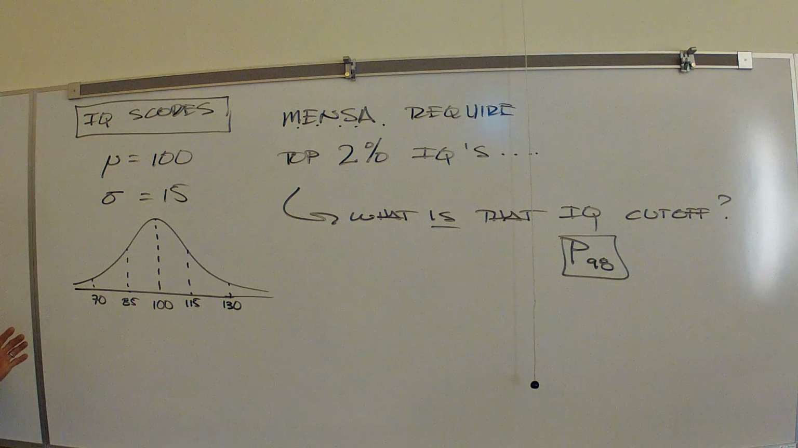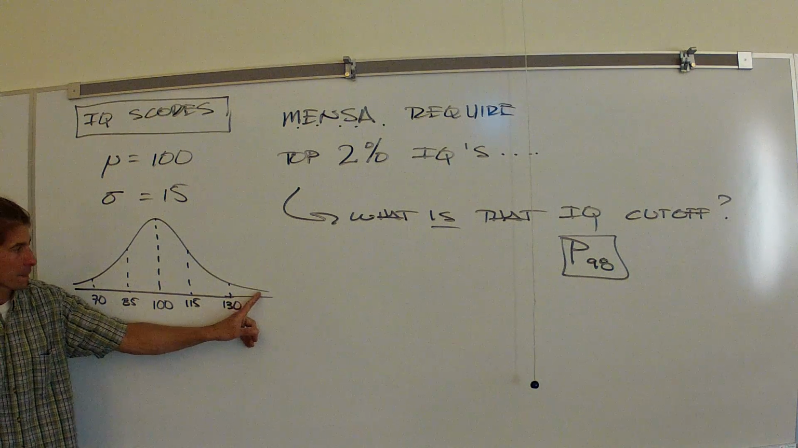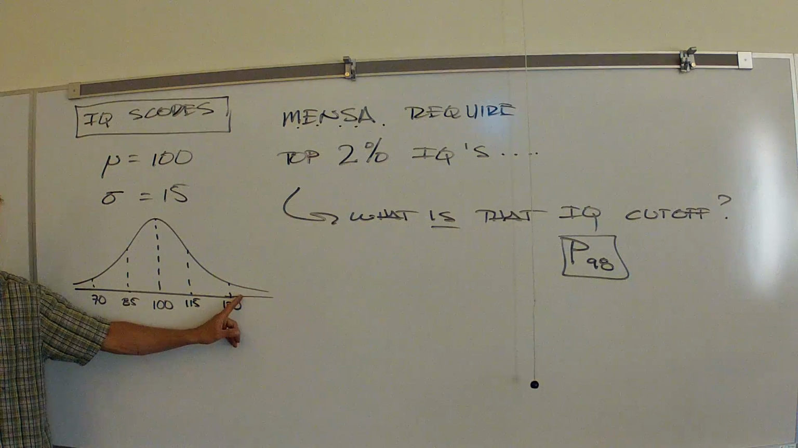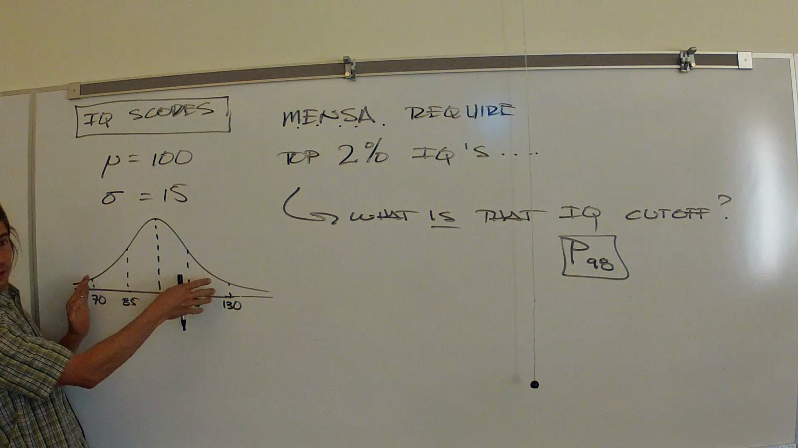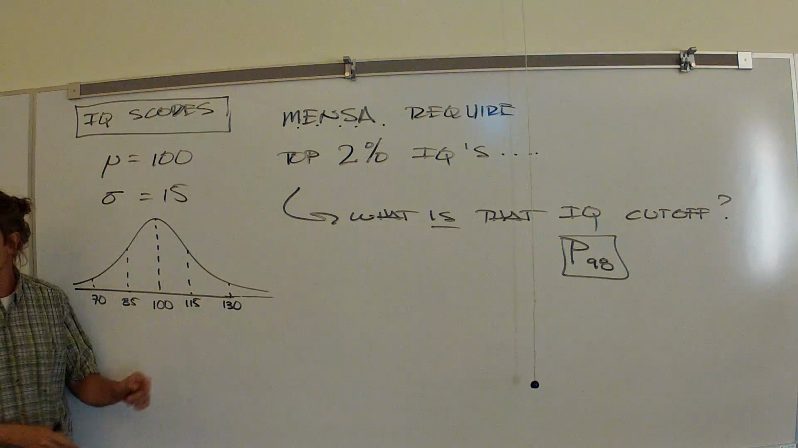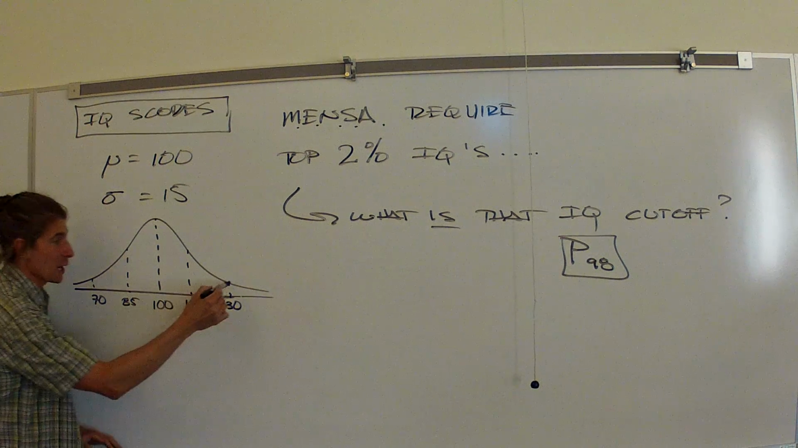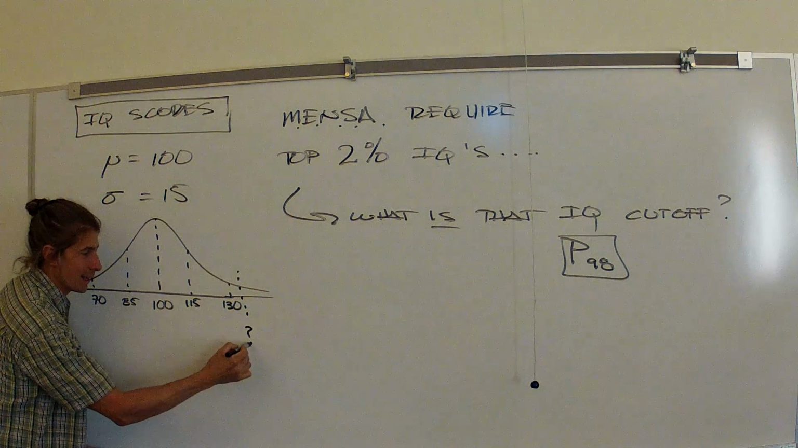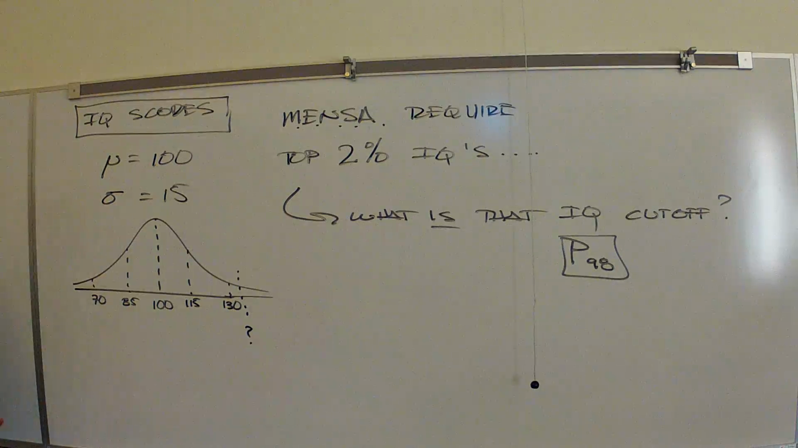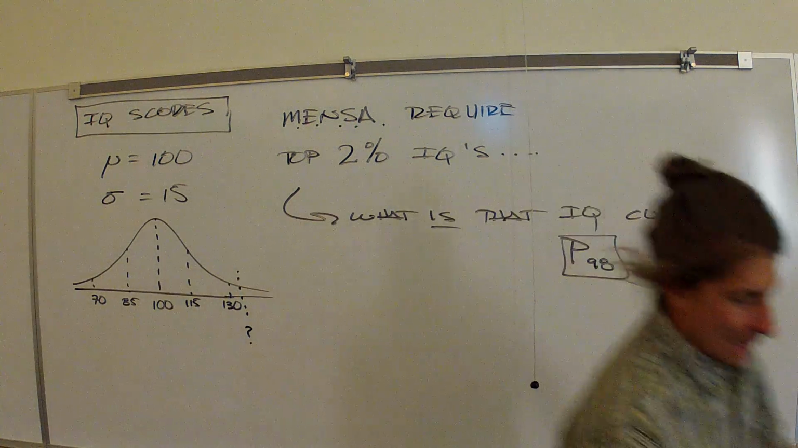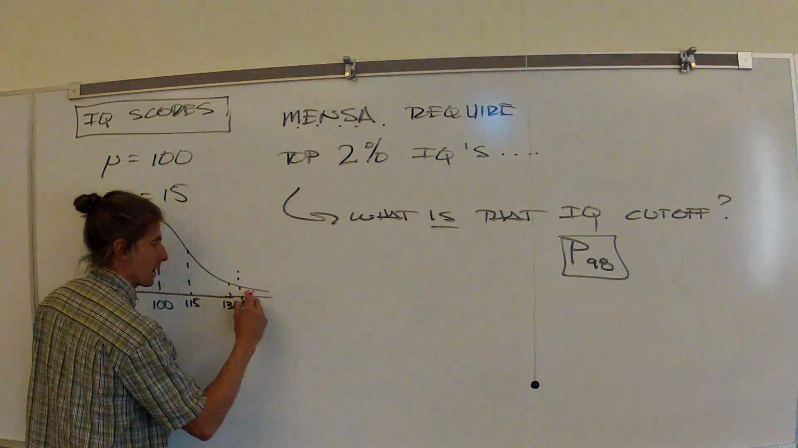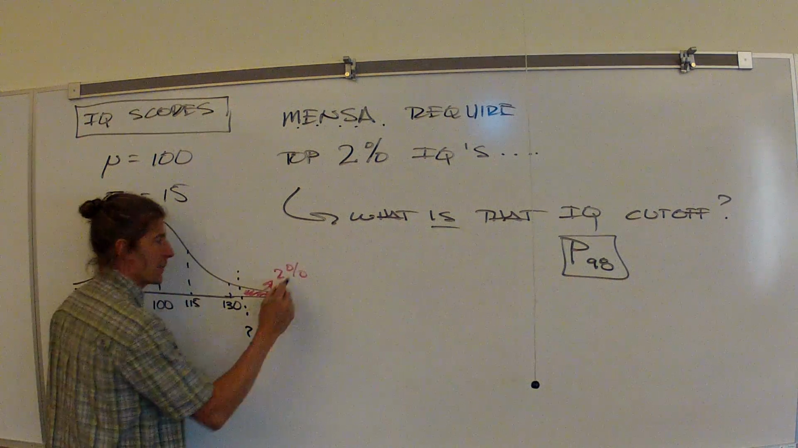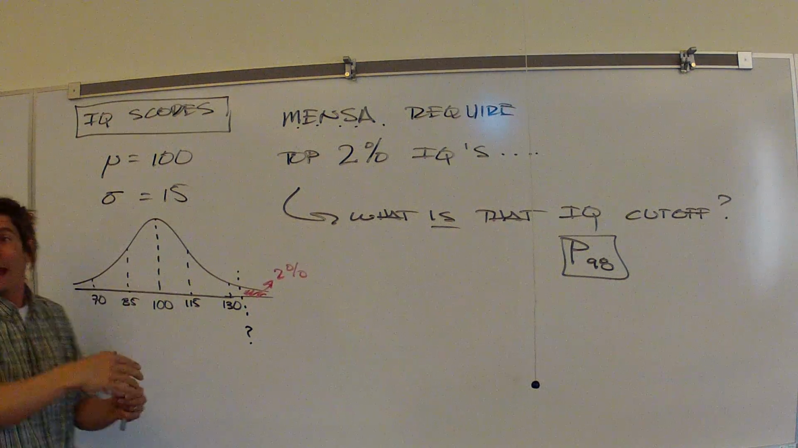Okay, so here we go. Who's out here now? 3%. Ish, right? You've got 95% in this chunk here, which means you've got 2.5 and 2.5 here. So clearly, somewhere out there is an IQ score that cuts 2% on the top, and therefore 98% back here.